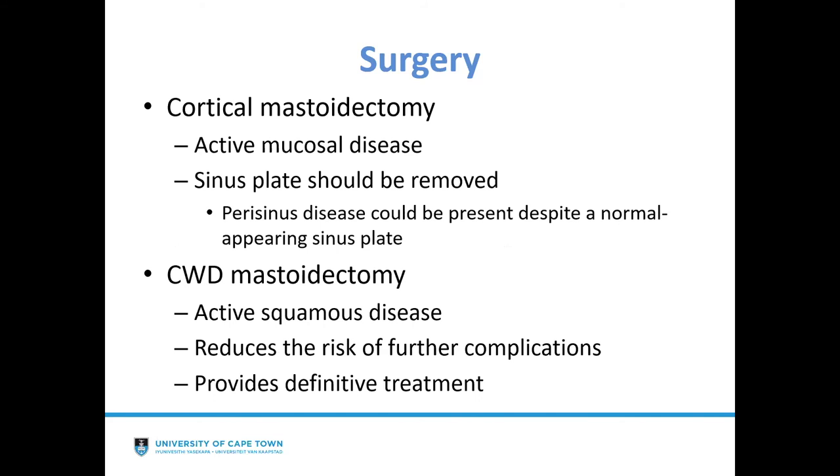Patients with active mucosal disease may suffice with cortical mastoidectomy. And you should just take note that the sinus plate should always be removed, because perisinus disease may be present despite a normal appearing sinus plate. And then for active squamous disease, a canal wall down mastoidectomy will reduce the risk of further complications and provide definitive treatment for the patient.